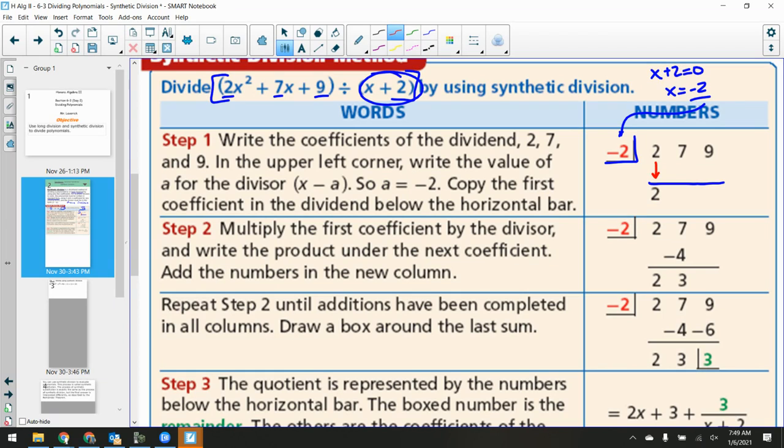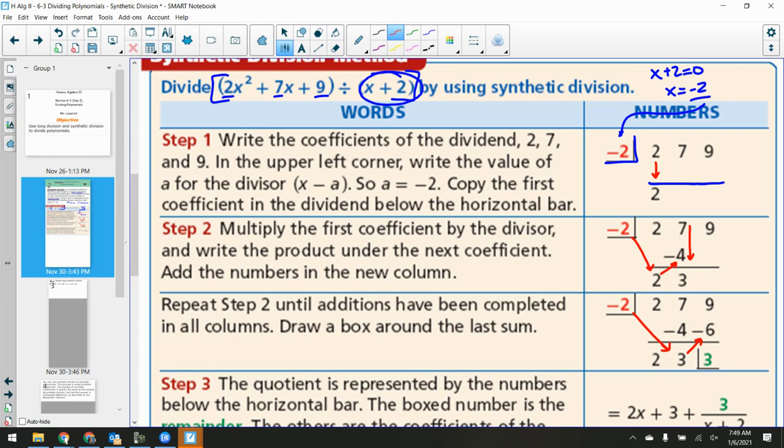You take the number in the box times the number below the line, and you put it up and to the right. So negative 2 times 2 is a negative 4, and we put it underneath the 7, the next number. And then we add vertically. You would take 7 plus a negative 4 to get positive 3. And then you repeat that process. The number in the box times the number below the line. Now it's a 3 over here, and that's where you get that negative 6.